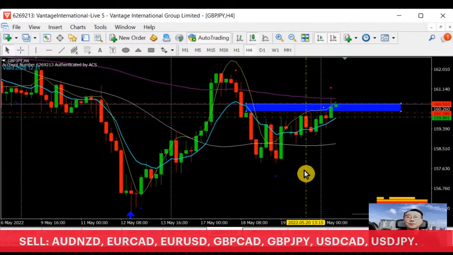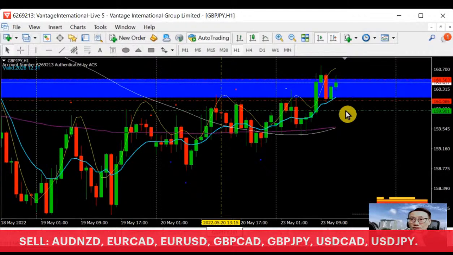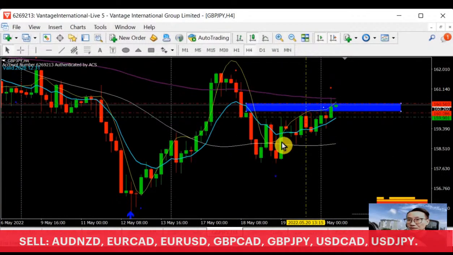So that means, if in this H1 you see it start to test and reject, there will be a good chance for it to sell, in order to hit 159,900. If it starts to sell off today, the retracement from here ended here, and when it ended here, you have a very good chance to sell until this level, 159,900.